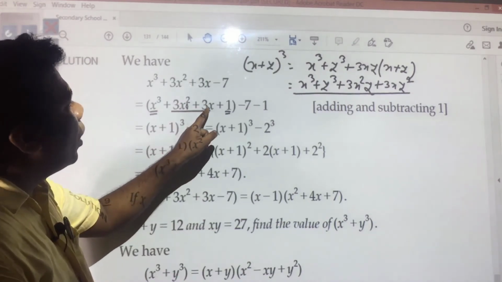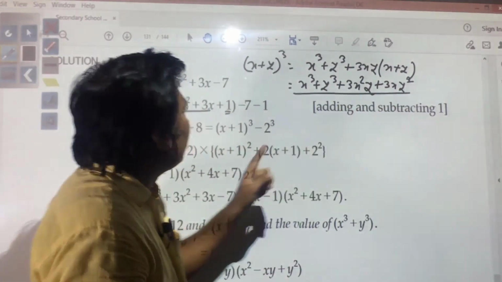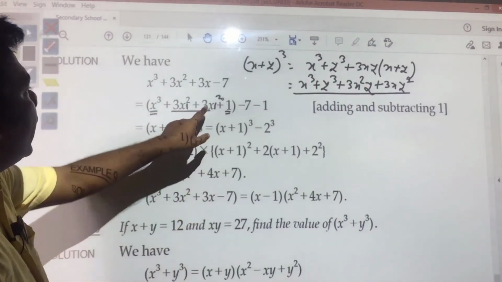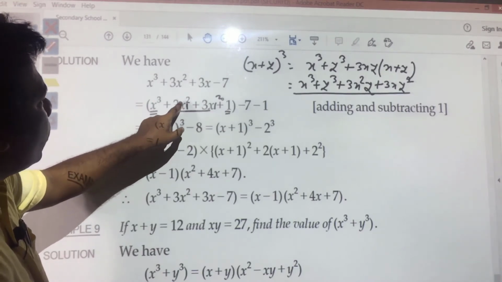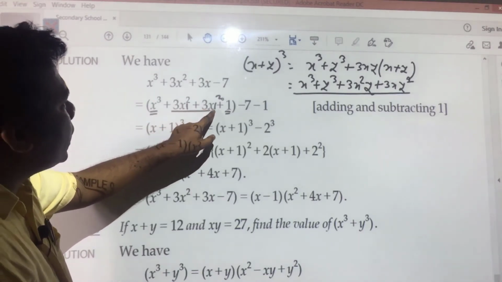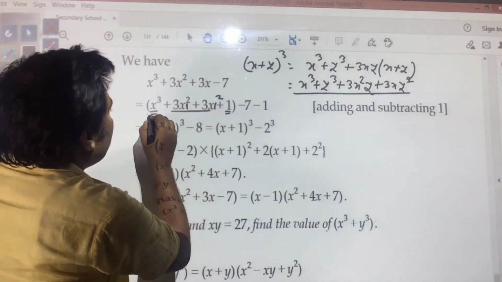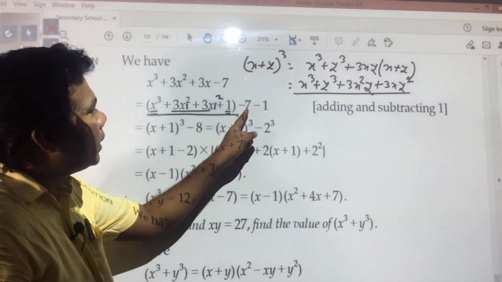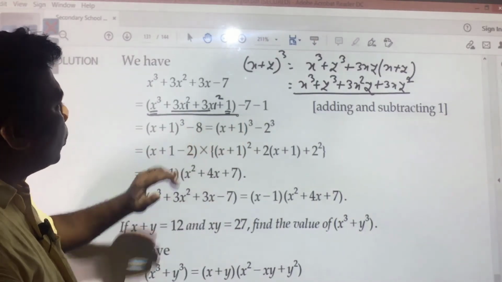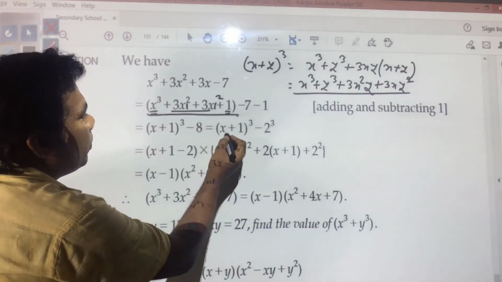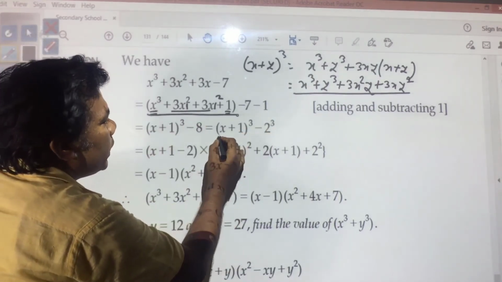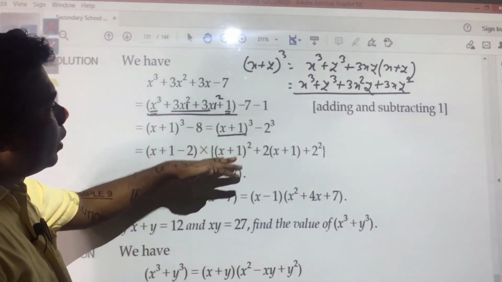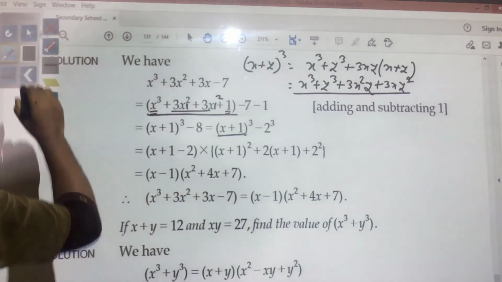Then plus 3x y square, or 3 y square x, whatever you write, means 1 square. It means x cube plus 3x square 1 plus 3x 1 square plus 1. So this you have got in formula x plus 1 whole cube, and this minus 7 and minus 1 you have got minus 8. So now again you have got the formula x plus 1 whole cube minus 2 cube, means x cube minus y cube. Now this is required to be written in formula, and you can find the answer.